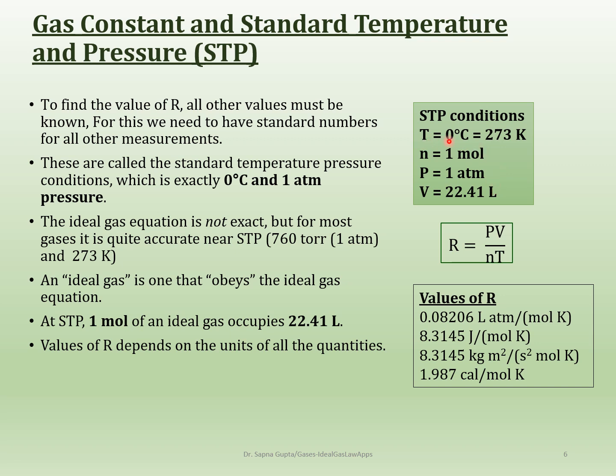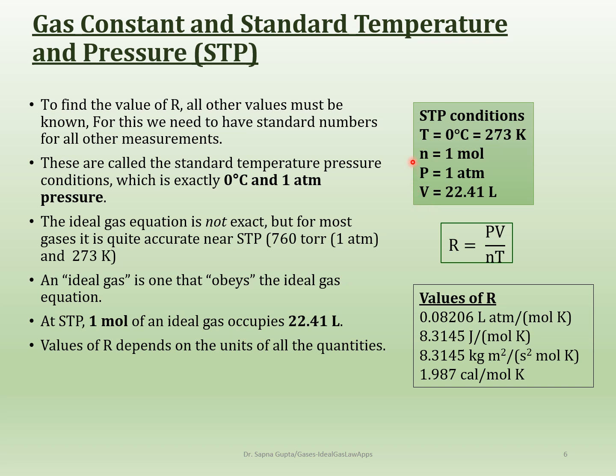These are the conditions I would like you to use. Temperature is 0 degrees Celsius, which is 273 K. Pressure is 1 atmosphere. What are we studying? We're going to be studying 1 mole of gas, and the volume of that 1 mole of gas at 273 K and 1 atmosphere is 22.41 liters. Okay, so that is how I would like you to remember these conditions.